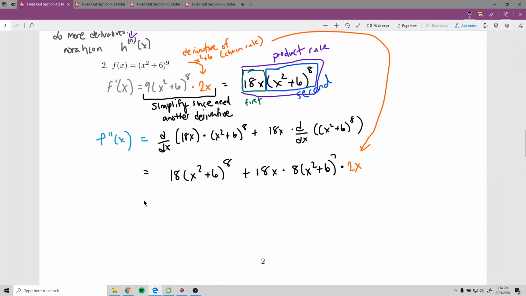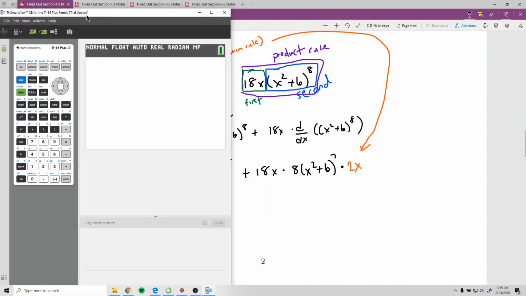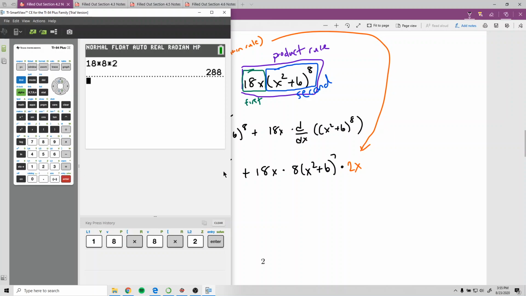All right, but now let's go ahead and simplify. Even though we could stop here, this will be able to be simplified quite a bit. The first term doesn't need to be simplified at all. The second term, 18x times 8 times 2x. I don't know what 18 times 8 times 2 is off the top of my head, so let's figure that out. I open up the calculator. We have 18 times 8 times 2 is 288.